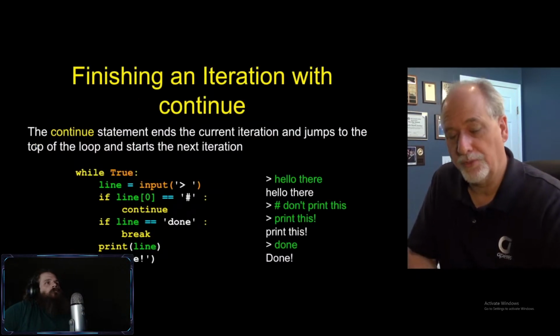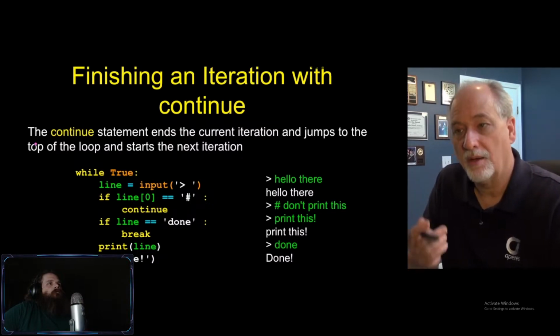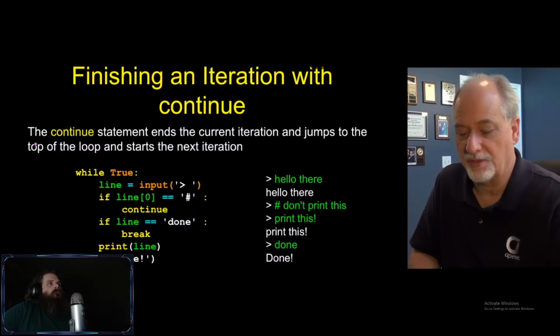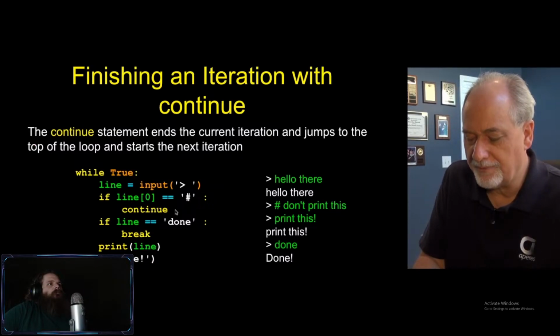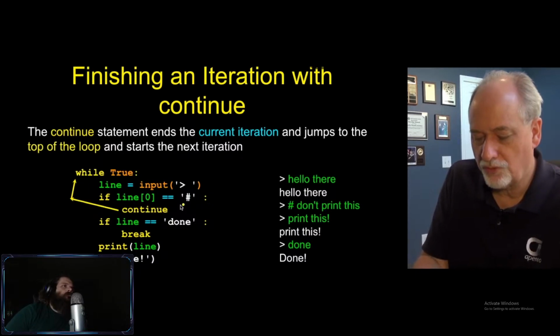Continue is another loop control statement, but it works differently than break. So break says get out of this loop. Continue effectively says stop this iteration. We're done with this iteration. And so continue says go up back to the top of the loop.